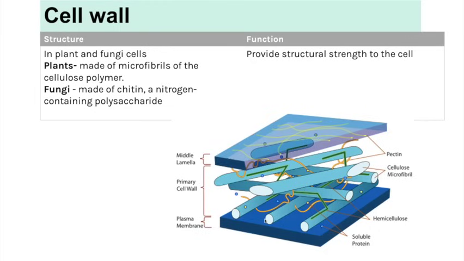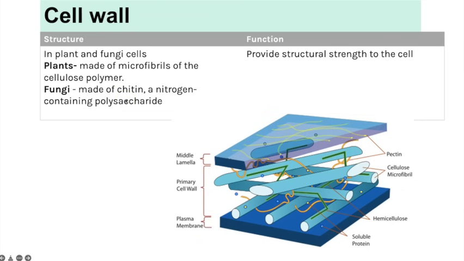Cell walls are not in animal cells, but they are in fungi and plant cells, and they help to provide structural strength to the cells and prevent them bursting if lots of water moves in by osmosis. And that's because they contain a particular molecule that provides strength, and in plants that's cellulose, and in fungi that would be chitin.